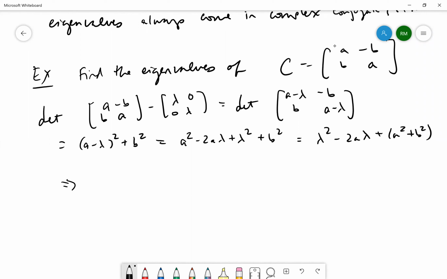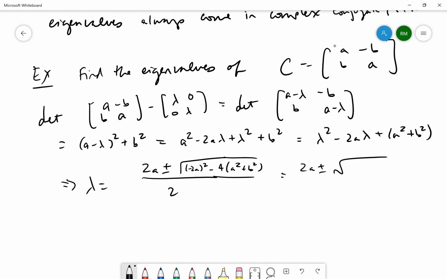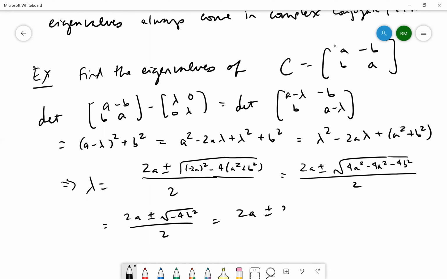quadratic formula. This tells us that lambda is 2A plus or minus the square root of (negative 2A) squared minus 4 times (A squared plus B squared). So that's 2A plus or minus the square root of 4A squared minus 4A squared minus 4B squared, over 2, which is 2A plus or minus the square root of negative 4B squared, over 2, which is 2A plus or minus 2Bi over 2, which is A plus or minus Bi.